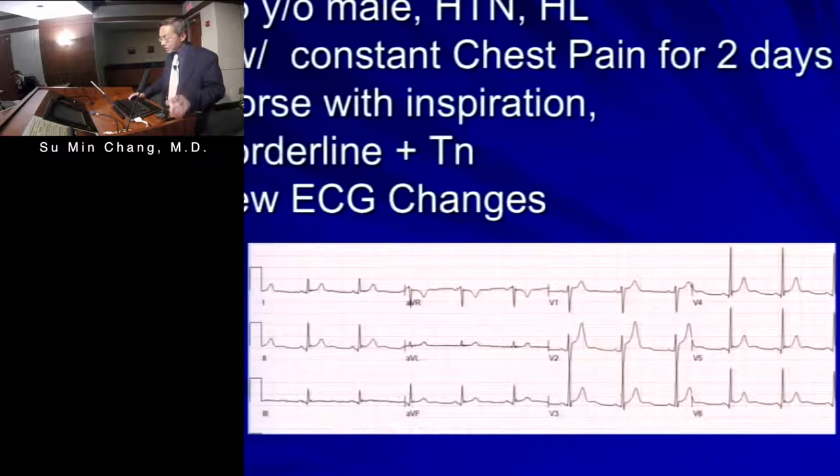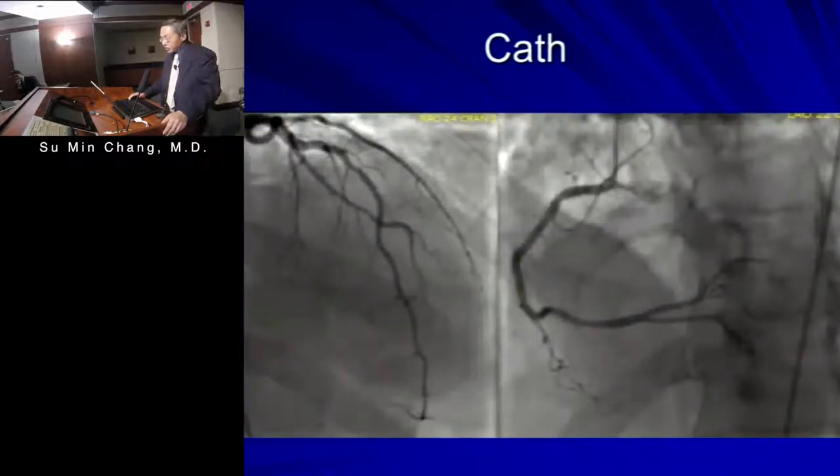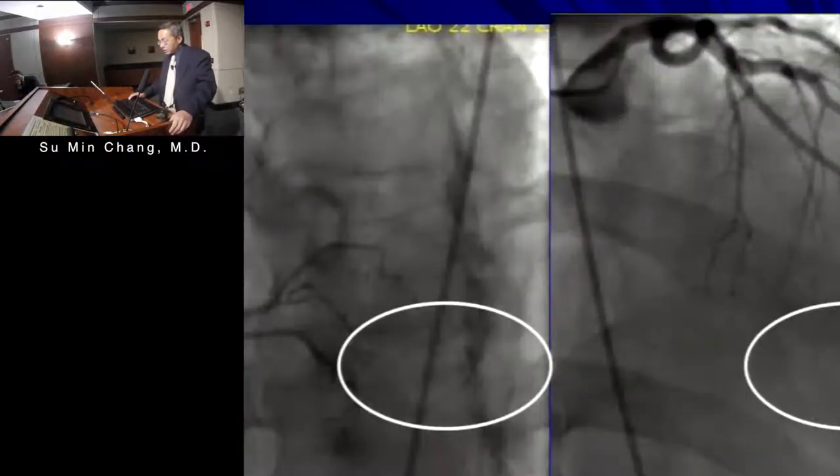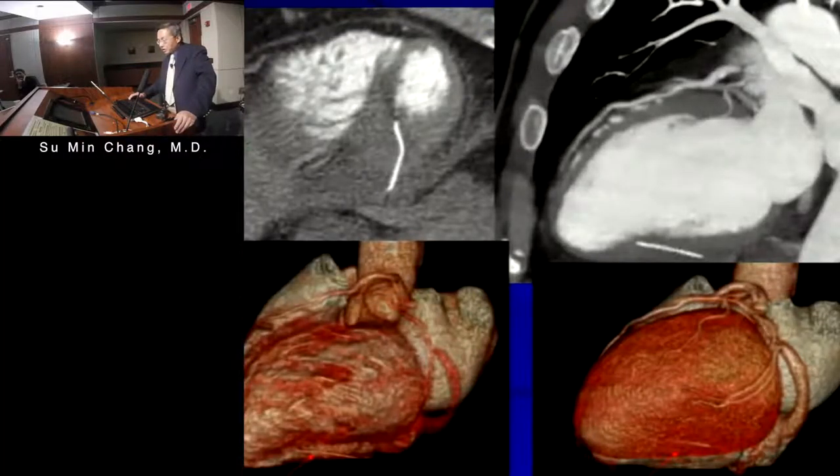This is a very interesting case again. Patient showed up with chest pain for 2 days, positive troponin, and new EKG changes. You can see some diffuse ST elevation. Went for the cath emergently, no coronary lesion. But Dr. Kleinman actually was able to see some foreign objects in the fluoroscopy and sent the patient for CT, confirming the presence of metal objects in the heart, in the posterior portion of the heart.